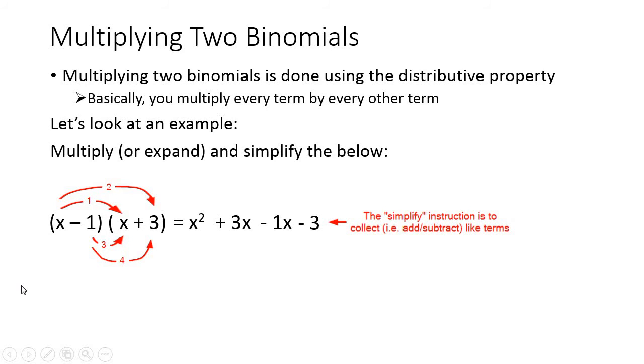The simplify instruction up here is to collect, that is, add or subtract the like terms, the similar terms. So in our case, just the x's are like terms, 3x and minus 1x.